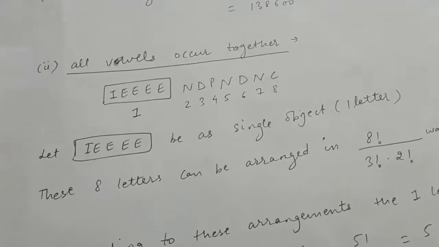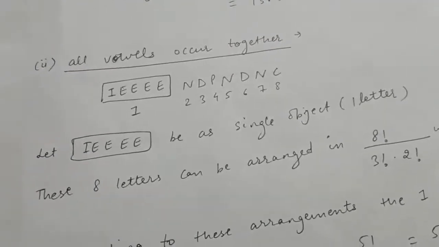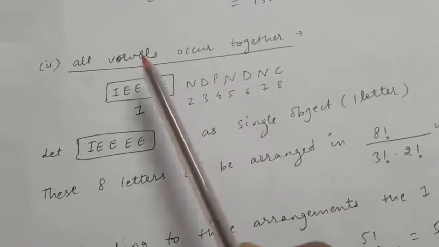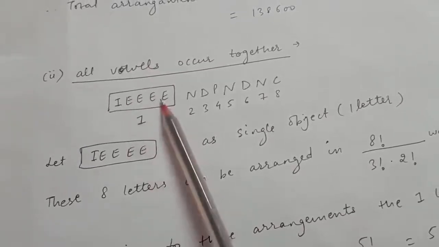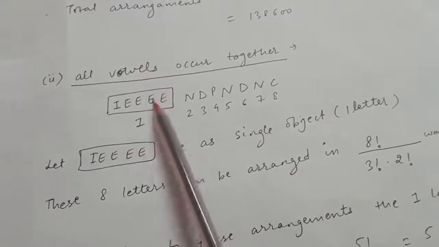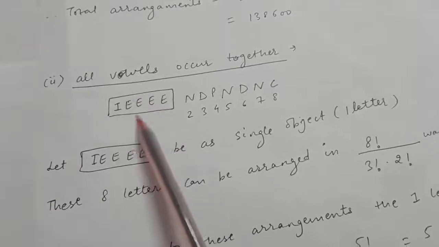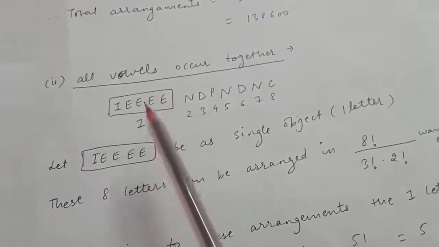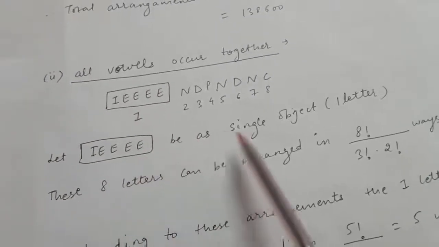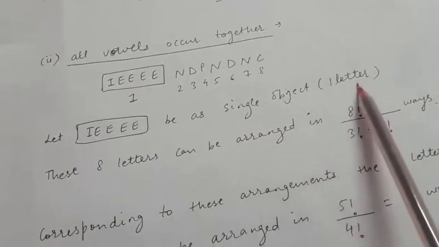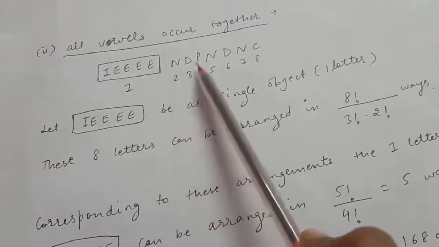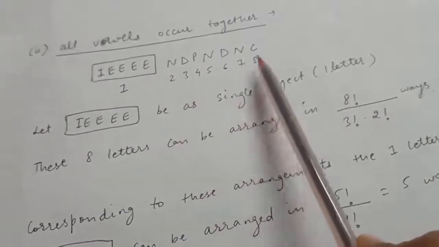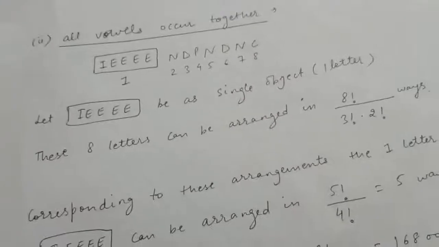Now see, second case, all vowels occur together. Now the word is independence. They have asked how many arrangements can be done so that all the vowels occur together. So I have already told you, let the letters of the vowels be as one letter, right? Now we will treat this as a single object, that is, as one letter. Now see, in total we have 1, 2, 3, 4, 5, 6, 7, 8. Now in total we have 8 letters.